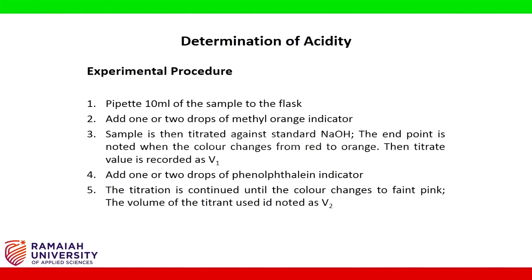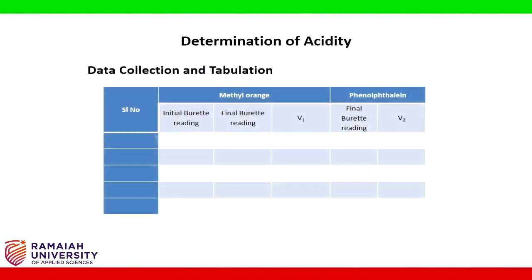Sample is then titrated against standard sodium hydroxide. The end point is noted when the color changes from red to orange. Then the titrant value is recorded as V1. Add 1 or 2 drops of phenolphthalein indicator. The titration is continued until the color changes to faint pink. The volume of the titrant used is noted as V2. Data collection and tabulation is shown in the table.